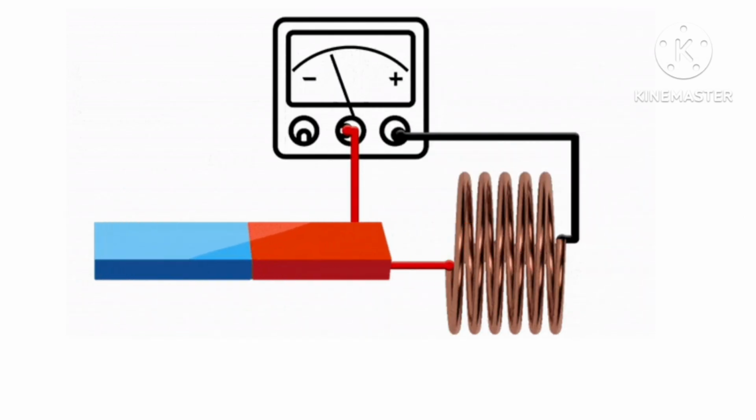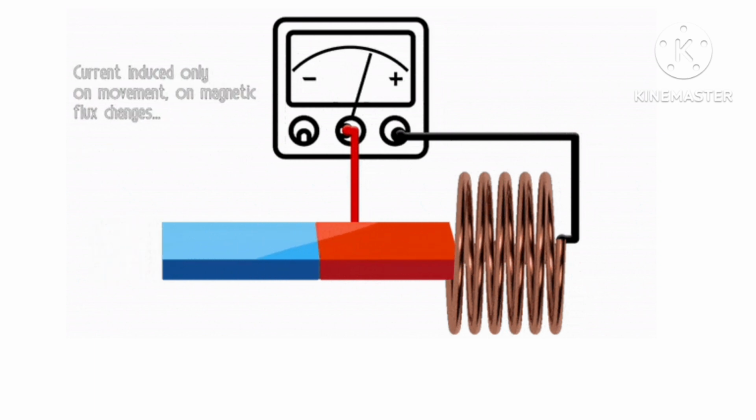So you can see the current is induced only on the movement. If there is no movement, there is no current.